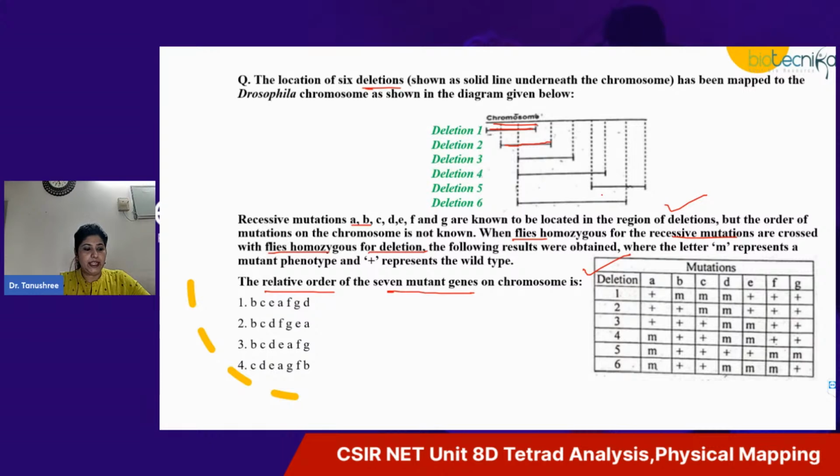So let me quickly tell you about the concept of physical mapping. Okay, so Ashu, you have answered option 2. Fine. Take your time. If you need some more time, you can take an answer. Okay, Murchana, option 3. Fine.